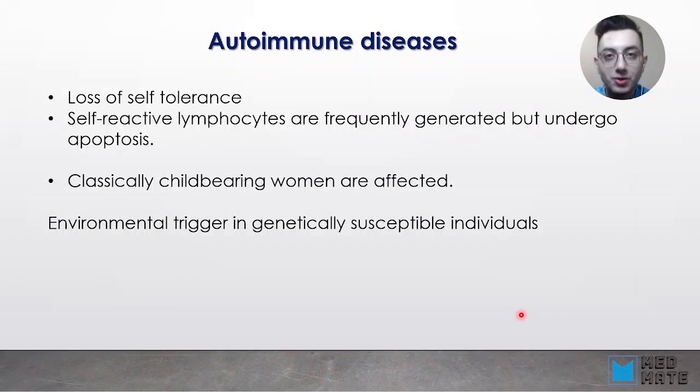Now, the next topic we are going to be speaking about today is autoimmune disease. Autoimmune disease in general is loss of self-tolerance. Self-reactive lymphocytes are frequently being generated, but they undergo apoptosis. Classically, childbearing women are affected more when we are talking about autoimmune diseases. Environmental triggers and also genetic predisposition make these individuals susceptible to autoimmune disease.